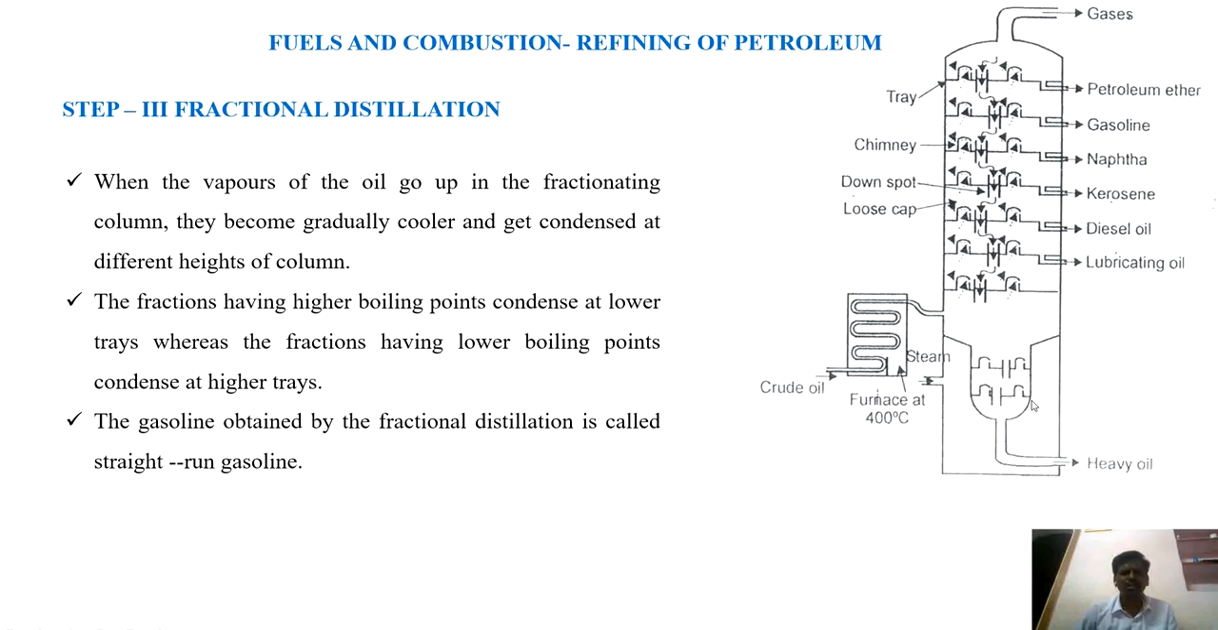Now the vapors of this oil go up into the fractional column, and then they get condensed, and they will be collected in separate chimneys. The fractions having a higher boiling point are collected at the lower chimneys, that means lower trays. The fractions having lower boiling points are collected in the upper trays. So based on their boiling point, the materials are separated and stored separately.